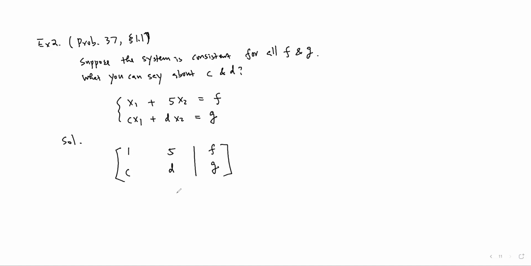Okay, now forward elimination. Negative C times first row, add to row 2. Zero, D minus 5C, G minus CF, right?